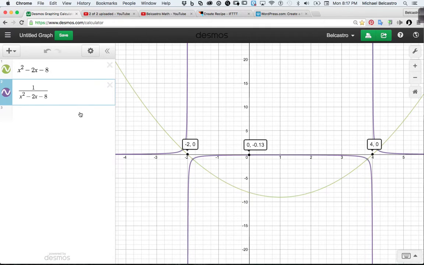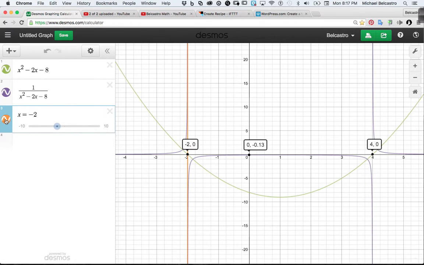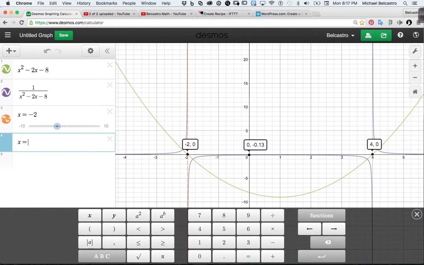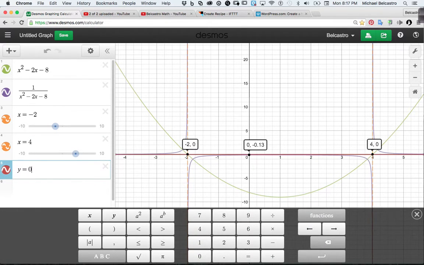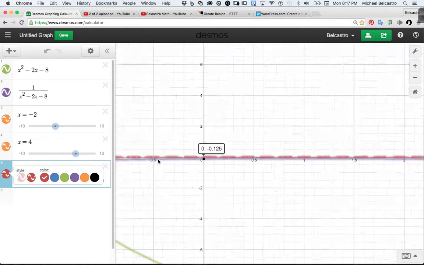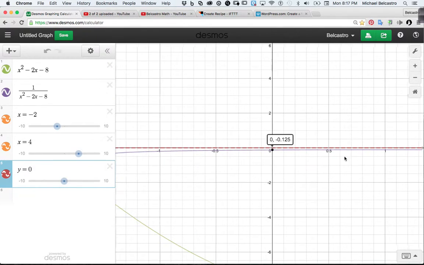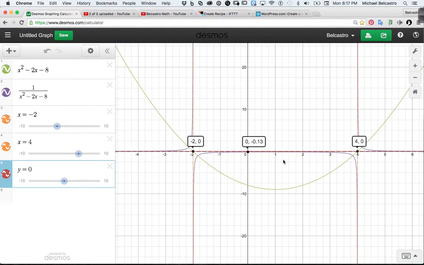We have a vertical asymptote, so x is equal to negative 2. That is a vertical asymptote there. We found that. X is equal to 4. Make it orange again, dot it. There's our other vertical asymptote. And technically at y is equal to 0, we have a horizontal asymptote. And we can zoom in and see it never really touches that value. But we can assume from there. So that would be the general sketching.